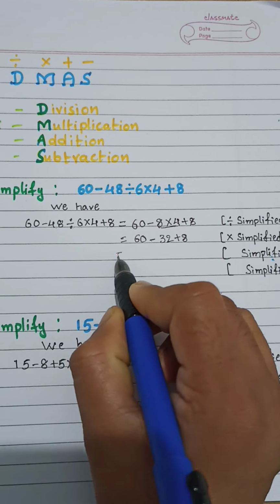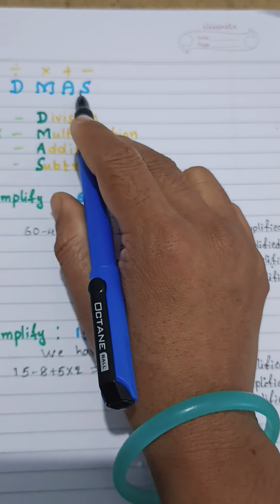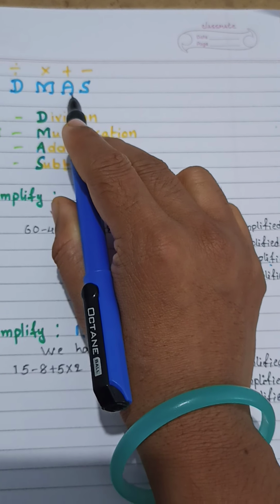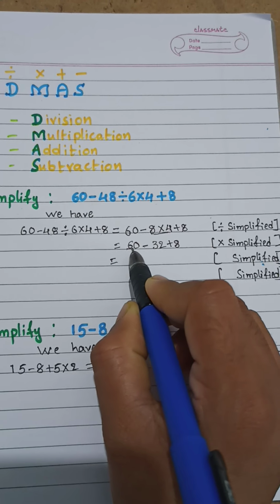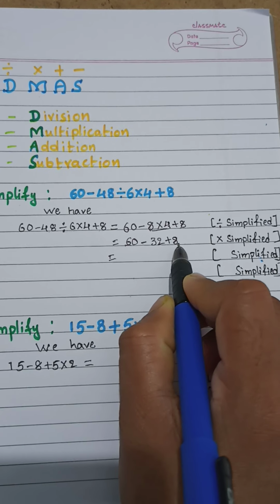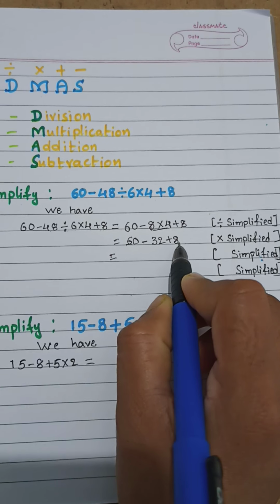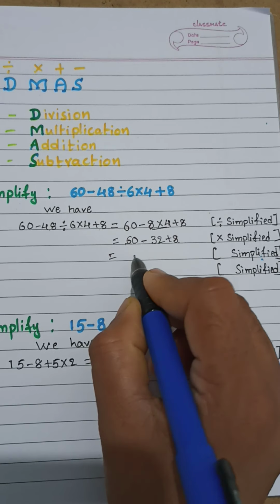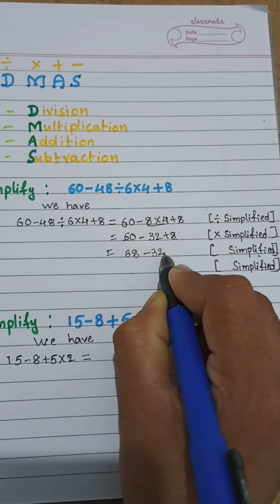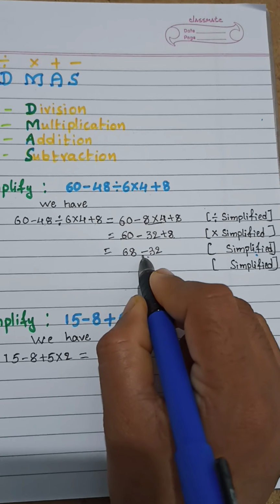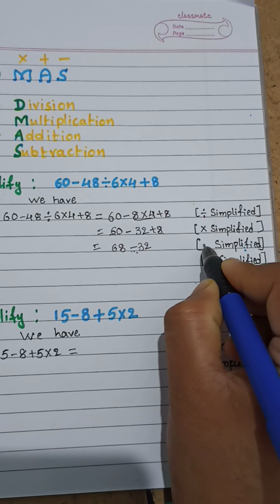Next, after multiplication, addition. Here 60 and 8. We have to add the numbers. 60 plus 8 is 68, minus 32. In this step, we have done addition. Simplified addition.